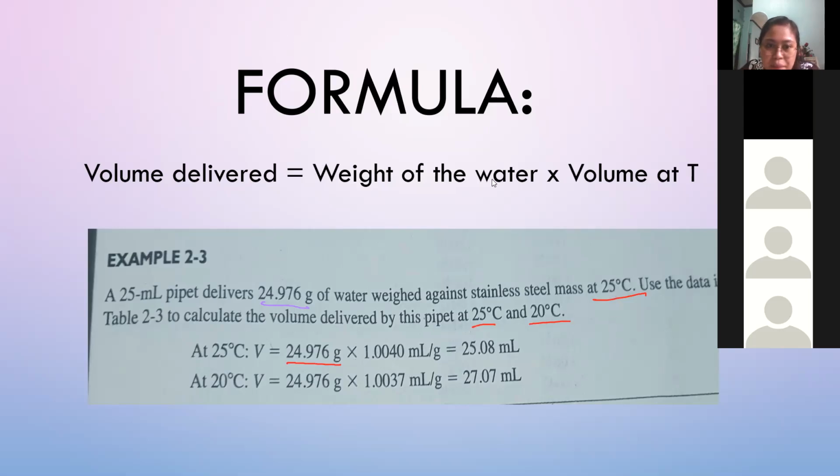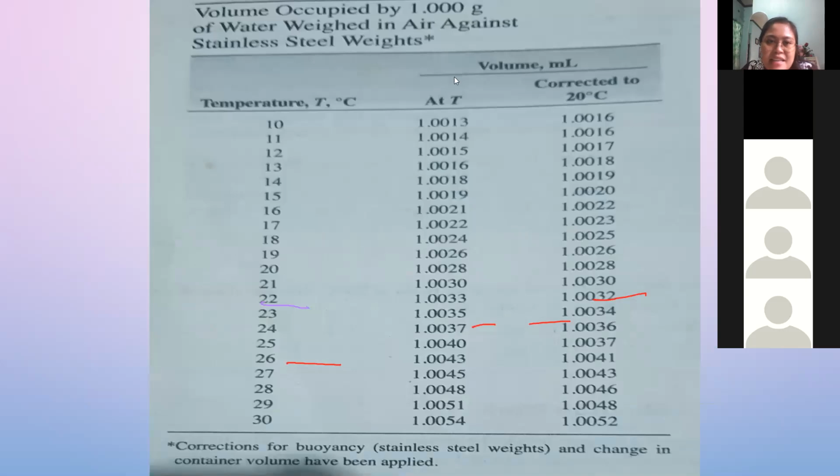Then, we multiply it by the volume and temperature. Remember class, 25 degrees Celsius. Let's go back to our table. So, you will look for the temperature here. So, we have here the 25 degrees Celsius.